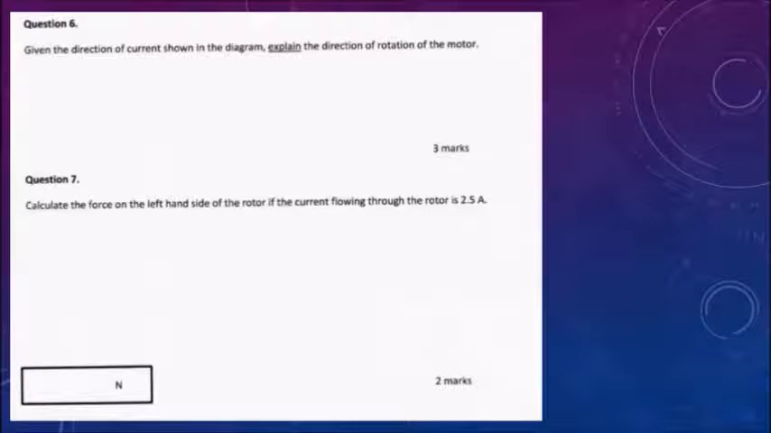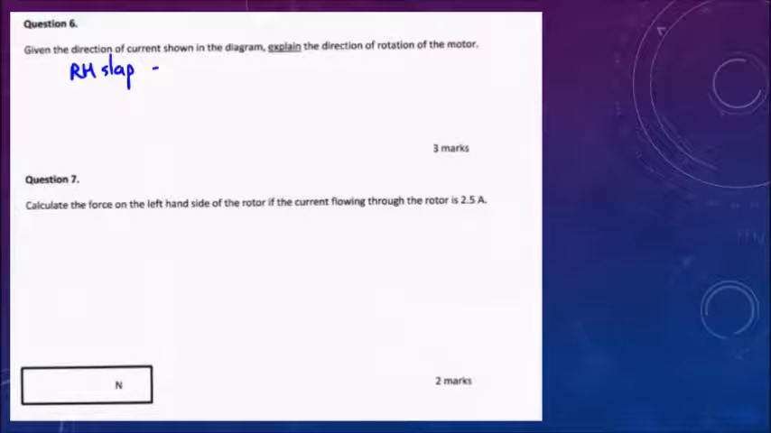Okay, explain the direction of rotation of the motor. Basically, all we're doing in this case is referring to the right hand slap or force rule. But the problem is we need to be specific here. Otherwise, you're just saying a rule and trusting that the examiner believes that you know what you're talking about. That's not okay. I don't think that that's a reasonable thing to do.